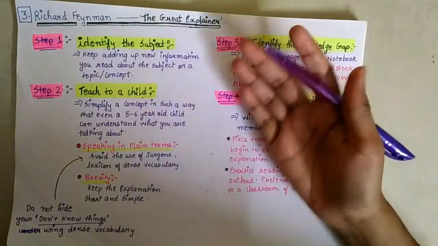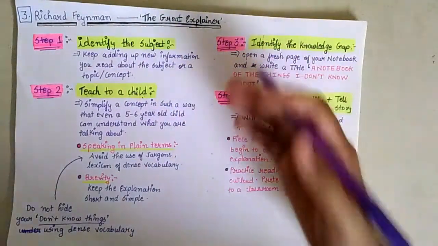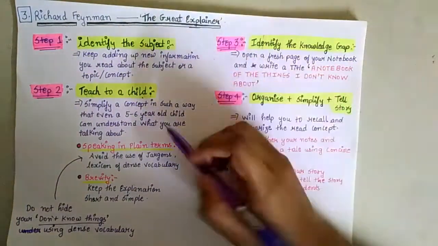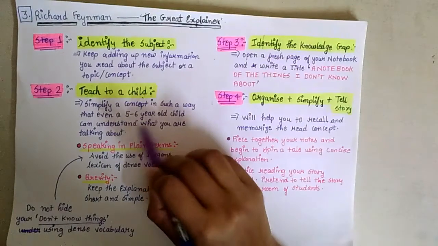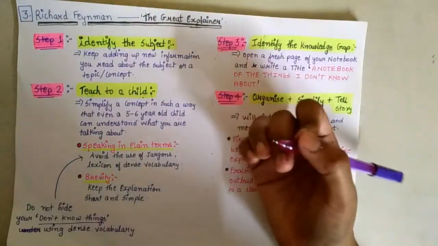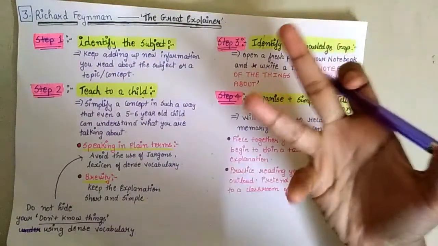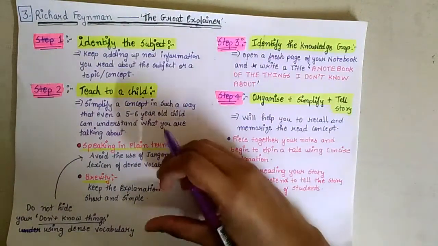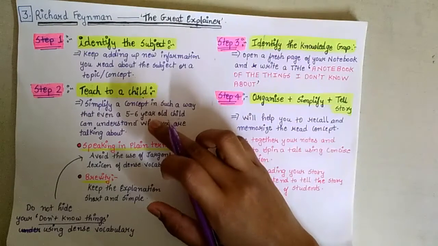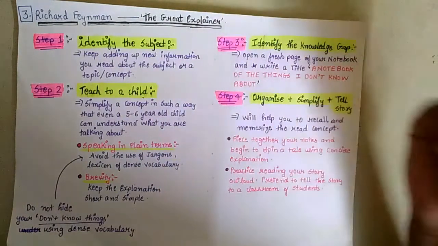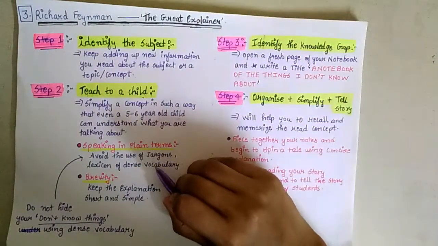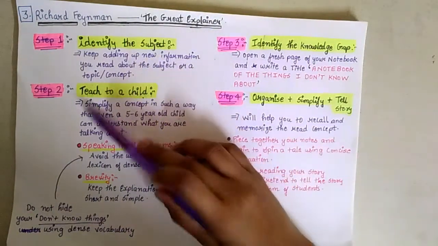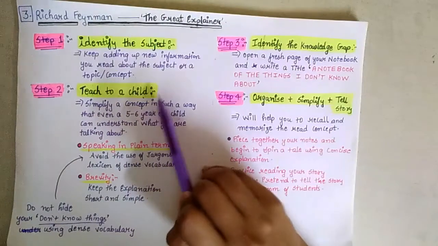Because a 5 or 6 year old child obviously will not keep listening to you for hours, because the mental ability of a 5 or 6 year old kid is like just 5 to 6 or 10 minutes per se. So you have to keep your explanation very short and simple for a child to understand it real quick. So this is the most important thing to understand before you simplify the concept.